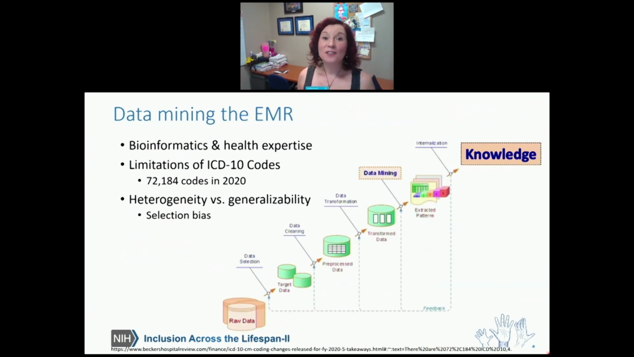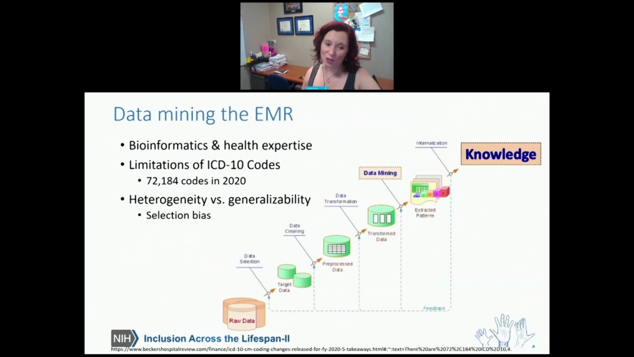Since it isn't always feasible to conduct trials in children of different populations, or perhaps there are issues with enrollment rates, as you've heard earlier, data mining the electronic medical record represents a powerful tool to get around some of those issues with real life clinical trials. However, data mining comes with its own set of challenges. In order to be effective at mining your electronic medical record, you're going to want to partner with a bioinformatics specialist as well as a health expert in the area.